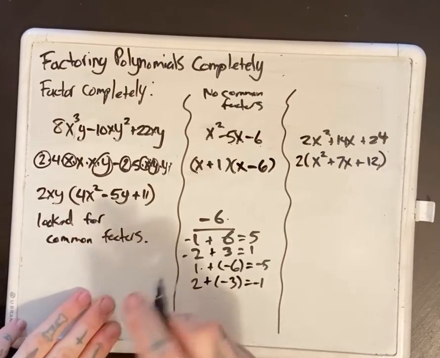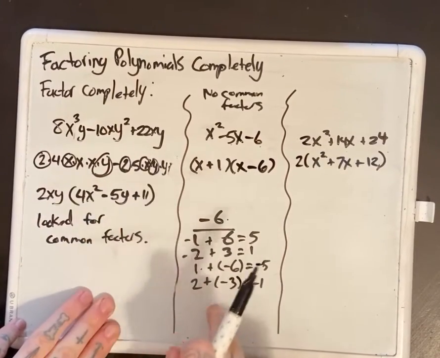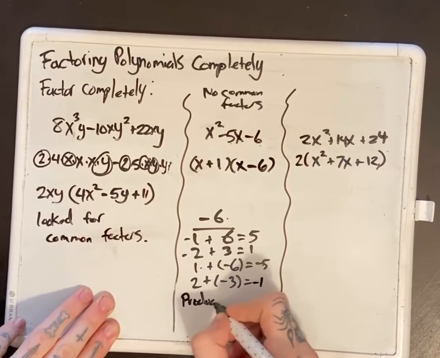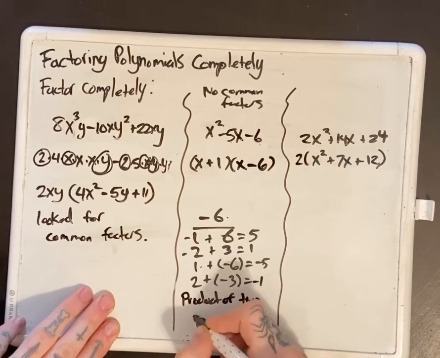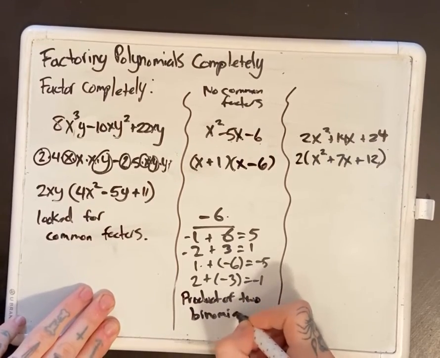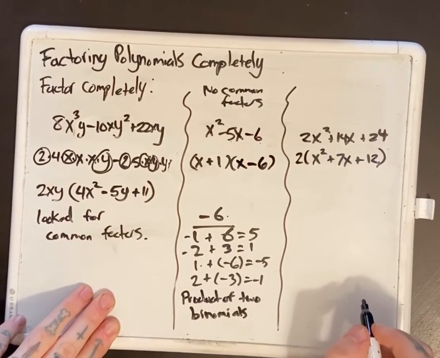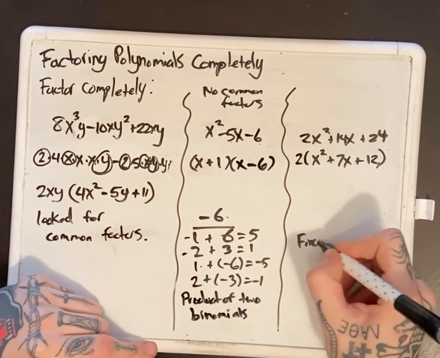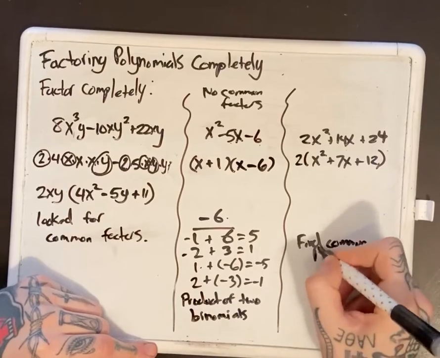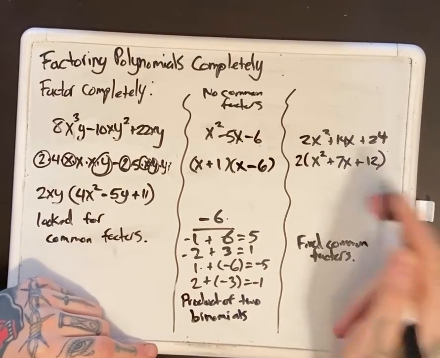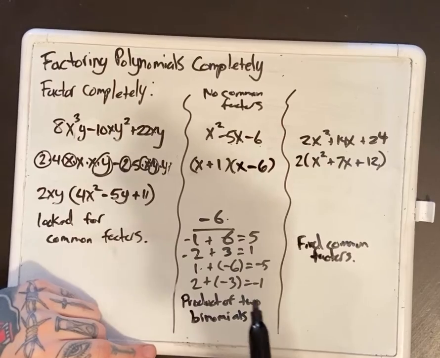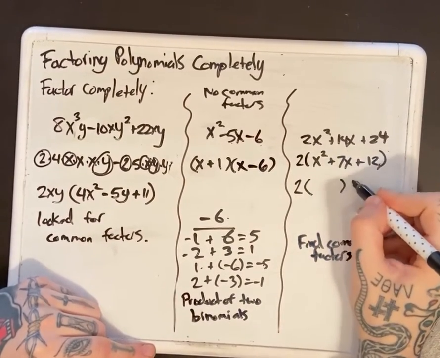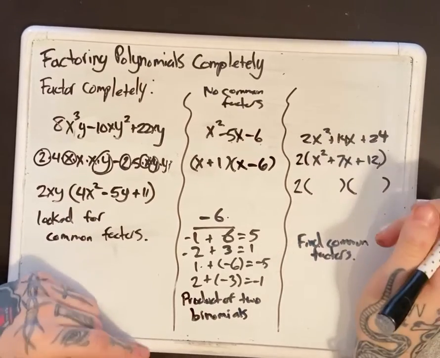So actually, let's just go back. So this one we looked for common factors. This one was the product of 2 binomials. Okay? So here, the first thing we did was find a common factor. But is it factored completely here? I'm going to go ahead and say no, because this trinomial can still be factored.